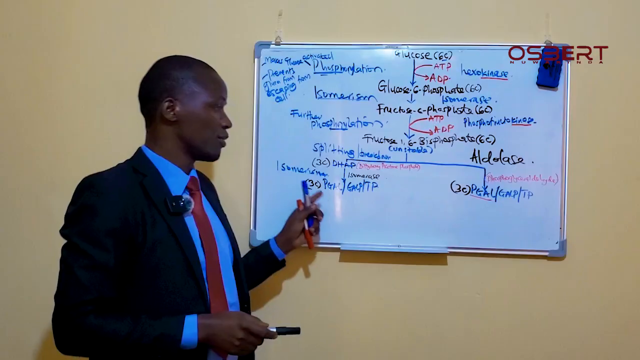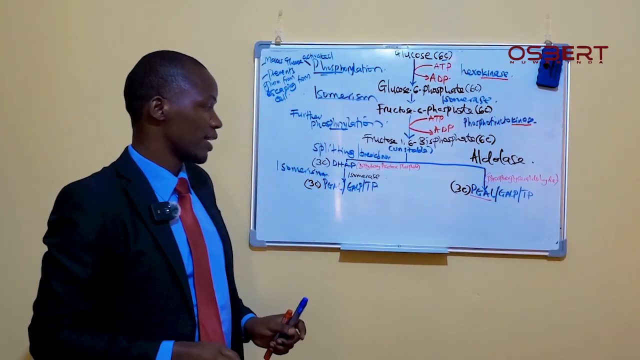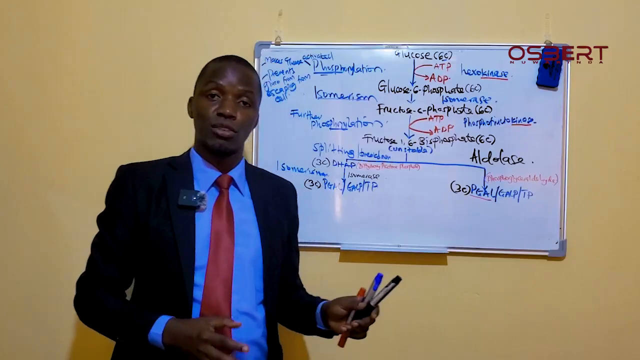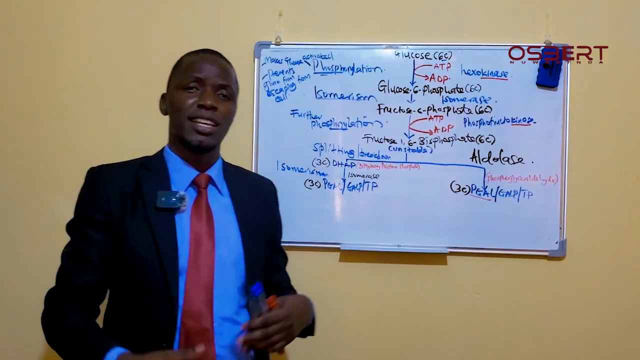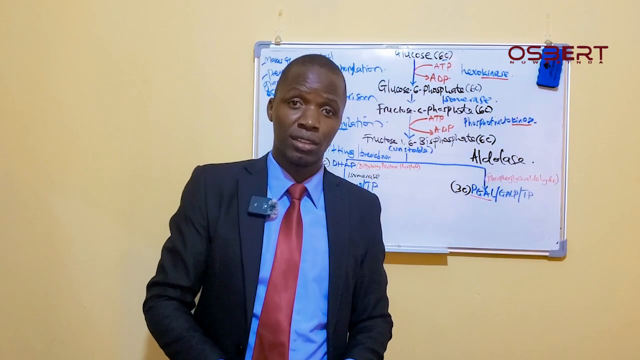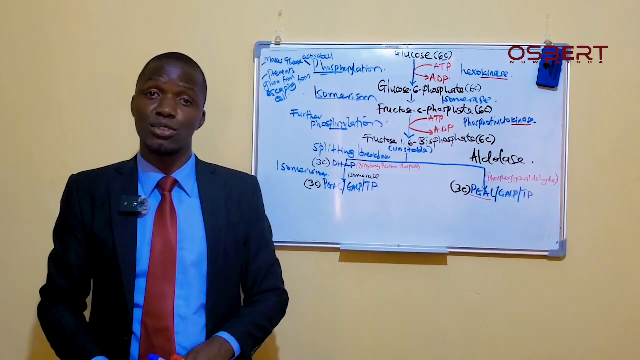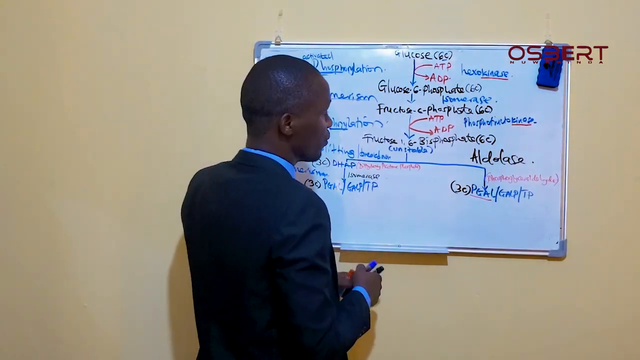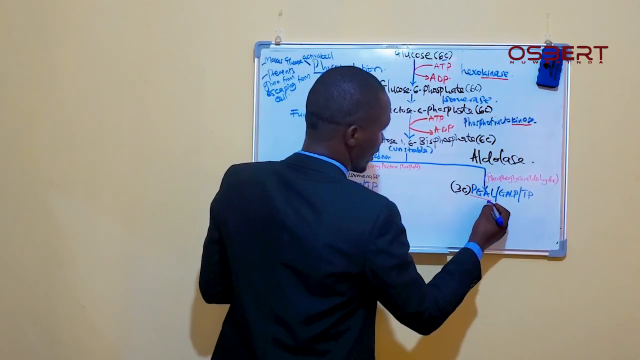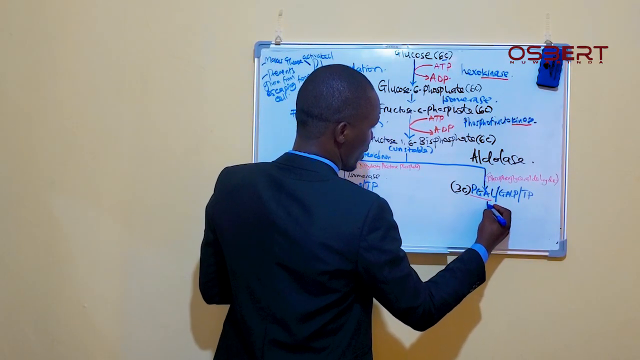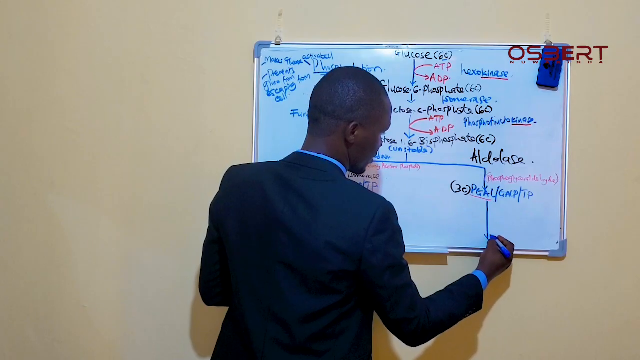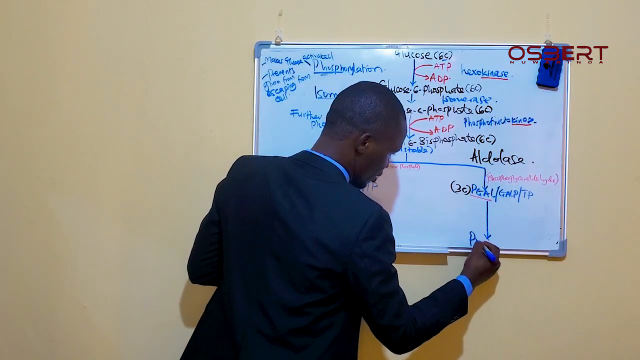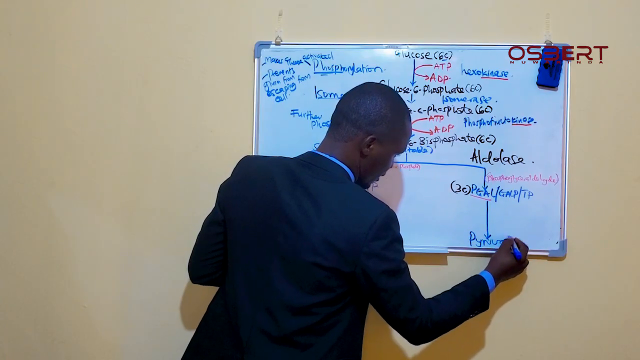So after we have formed these two, each of these two now undergoes a series of reactions. If I begin from here, for example, this PGAL will undergo a series of reactions, and these series of reactions will result in the formation of what we call our final product, which is pyruvate.